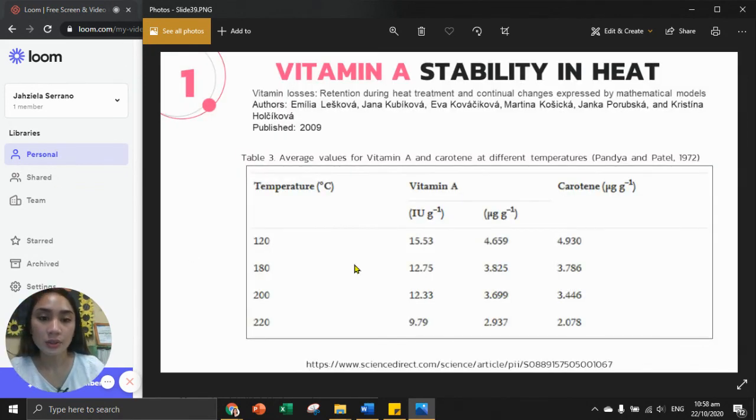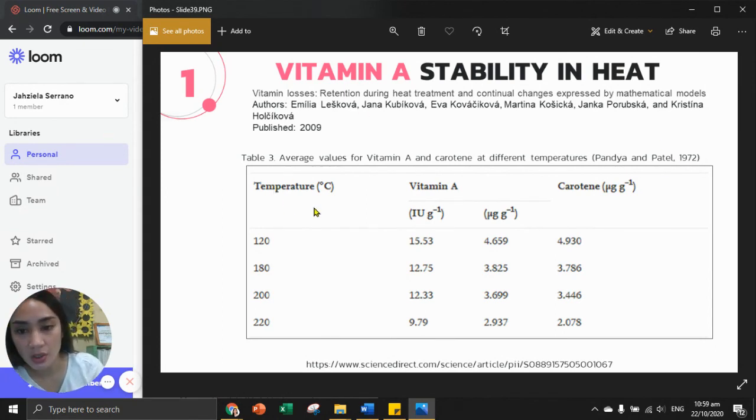Okay. So, this is one of the tables from the study. I'll just show you vitamin A and vitamin D. So, vitamin A stability in heat. This is the average values for vitamin A and carotene at different temperatures. Parang kinuha nila from the Pandya and Patel study.